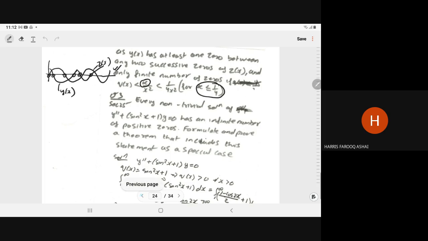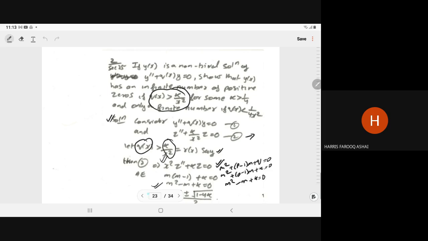Sir, won't q(x) be greater than k by x square? For the comparison theorem we have taken this. If it is not true, then only we have a finite number of zeros. For the Sturm comparison theorem we have taken the q(x).